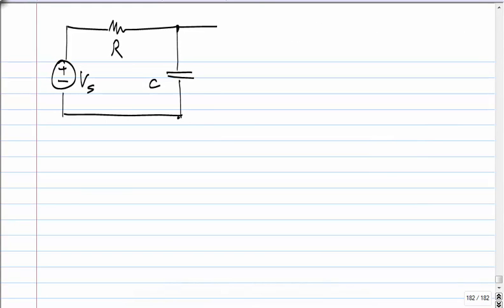And the differential equation that governs Vc. By the way, just like you can choose variables for circuit analysis, you can choose any variable, right? Currents or voltages or some combination. The same thing is true here also.